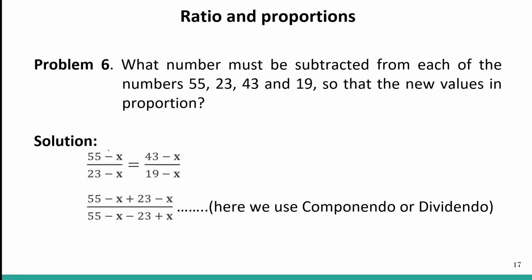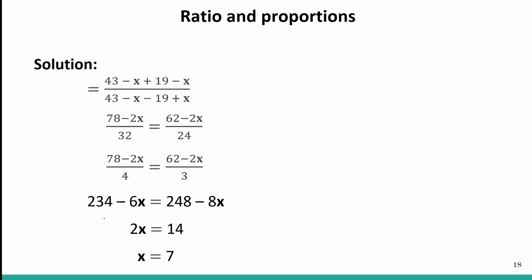So basically (55 minus x) by (23 minus x) is equal to (43 minus x) by (19 minus x). Okay. Now what we do is we use componendo dividendo. So this will become (55 minus x plus 23 minus x) whole by (55 minus x minus 23 plus x). So it will be equal to something like (78 minus 2x) by 32, and on the other side (62 minus 2x) by 24. Okay. Multiplying by 4 and 3 respectively in the LHS and RHS part, so 234 minus 6x is equal to 248 minus 8x.